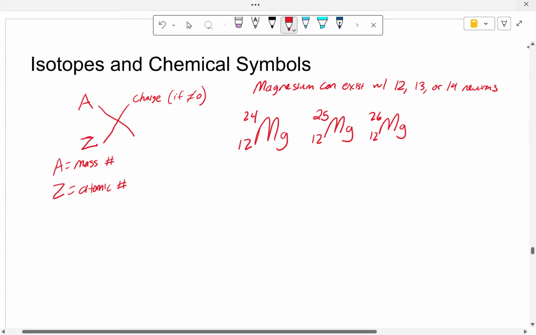Now, if we're going to write out the name of these isotopes, we would just write the name of the atom, put a dash, and then write the mass number. Because it's assumed that if you're comparing, say, magnesium-24 to magnesium-25, since you're talking about magnesium in both cases, they're going to have the same atomic number. So I don't have to indicate the atomic number when I name it. But what's different between magnesium-24 and magnesium-25 is the number of neutrons.